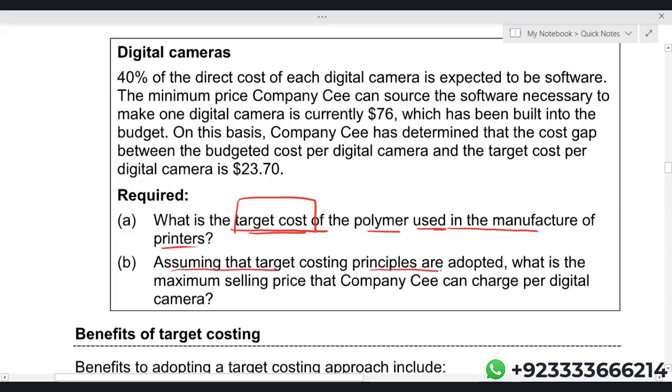B, assuming that target costing principles are adopted, what is the maximum selling price that company C can charge per digital camera? So let's read the scenario.